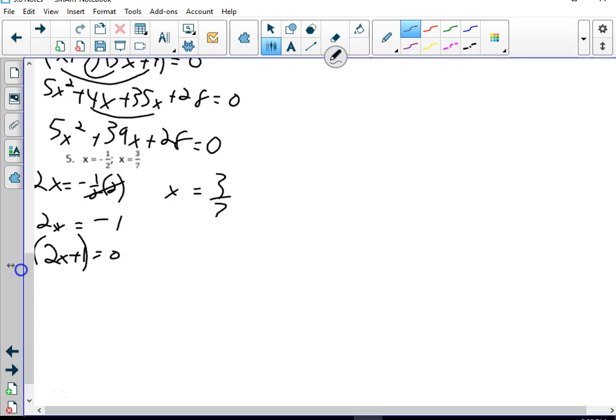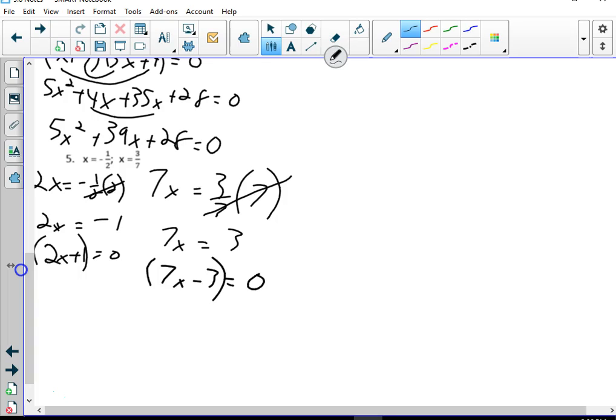There's my first binomial. Over here, I need to get rid of the denominator of 7. Whatever I do to one side, I do to the other. That gives me 7x equals 3. To move the 3 over, I'm going to subtract it. 7x minus 3 equals 0. There's my other binomial.